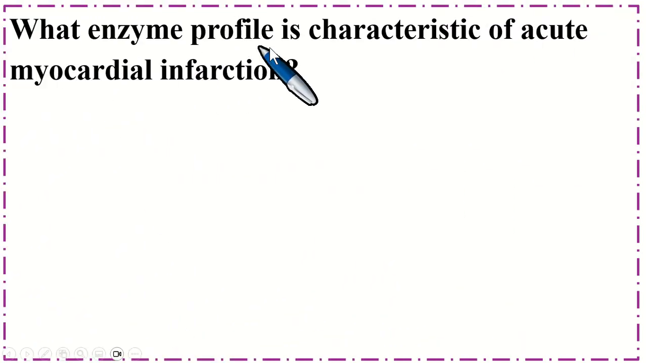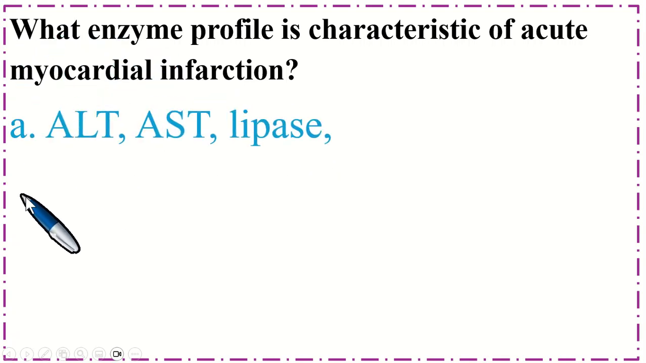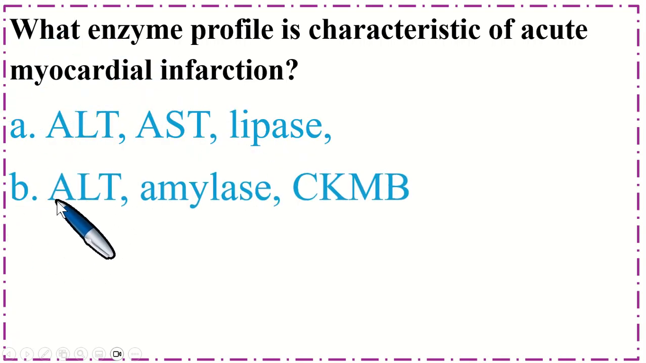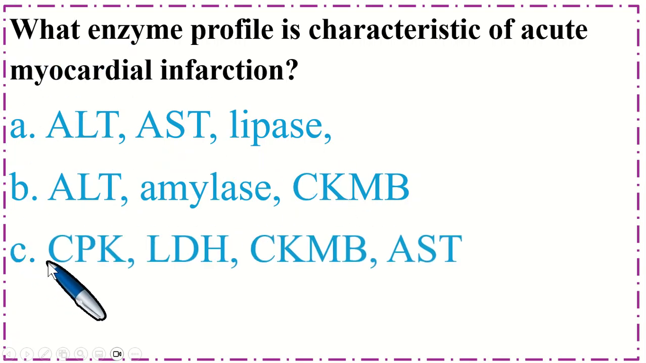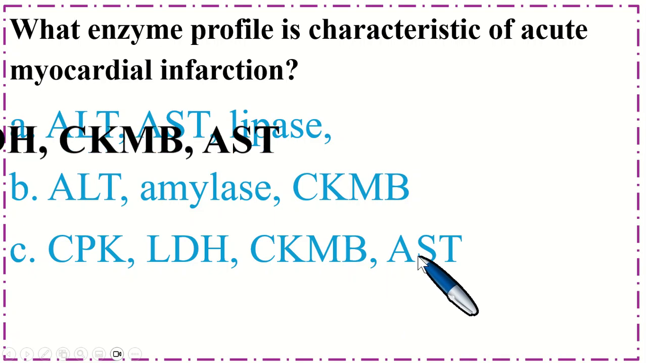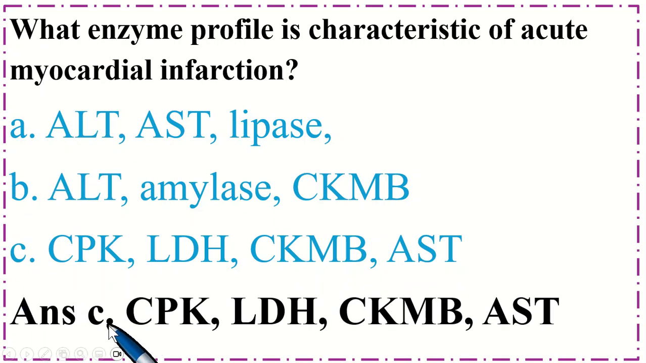What enzyme profile is characteristic of acute myocardial infarction? Option A ALT AST lipase, option B ALT amylase CKMB, option C CPK LDH CKMB AST. Correct option is C CPK LDH CKMB AST.